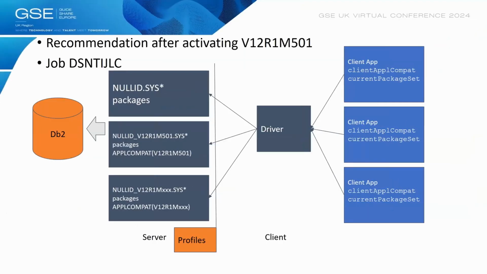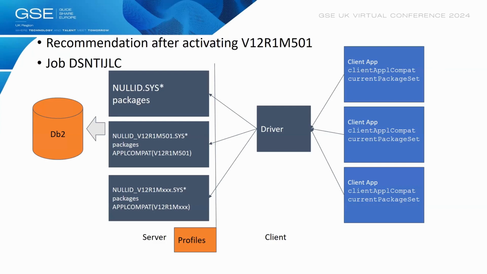Now, what IBM recommends, and they also have a new sample JCL to help with that, is a different set of null ID packages for different function levels. For some applications that don't need these new features, you may want to keep those null ID packages bound with function level 500, and maybe some new applications may want to use those new features. So IBM recommends you have null ID packages for these new applications with this new Apple Compat. The reason is to keep the existing applications stable, to not break them if there is any new change.